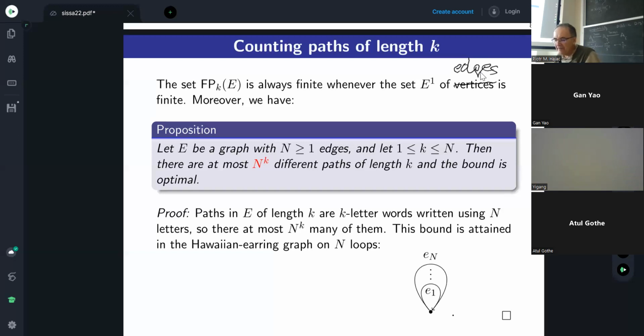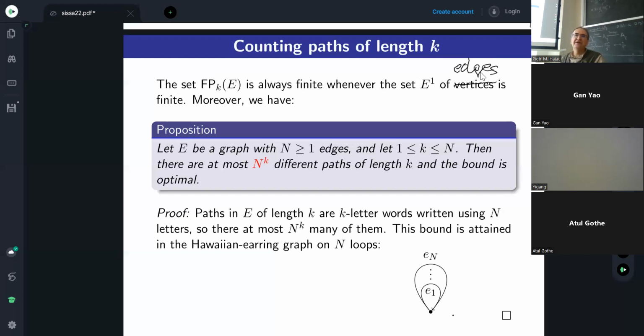So, obviously, when you take any path in E of length k, and you have n edges, then you simply write k-letter words using n letters, right? N is your alphabet, and k is the length of your word. So obviously you have n choices for your first letter, n choices for a second letter, and so on and so forth. So you cannot possibly have more than n to the power k many paths. But the bound is optimal because you have this Hawaiian earring.